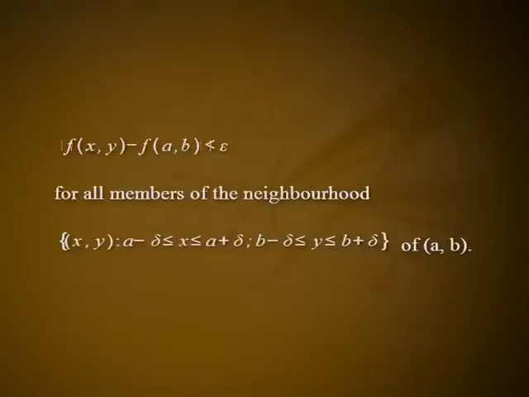Formally, we say that a function f of two variables is continuous at a point (a, b) if corresponding to any pre-assigned positive number epsilon, there exists a positive number delta such that the modulus of f of (x, y) minus f of (a, b) is less than epsilon for all members of the neighborhood, the set of all (x, y) such that a minus delta is less than or equal to x less than or equal to a plus delta and b minus delta is less than or equal to y less than or equal to b plus delta, of (a, b).